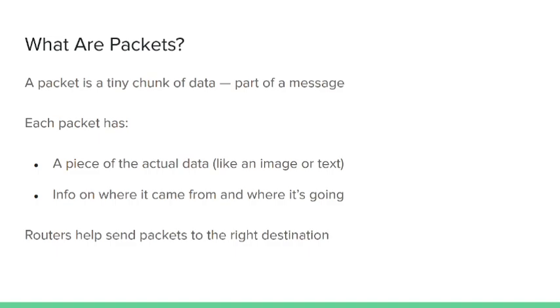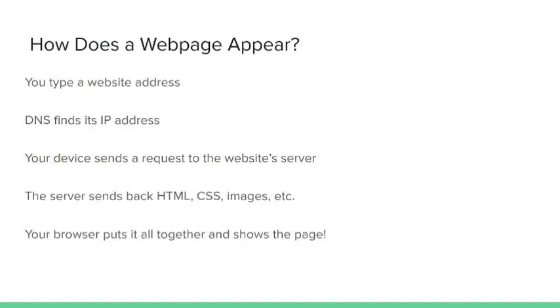Now let's talk about what packets are. A packet is like a tiny piece of data, a tiny part of a message. Each packet has a piece of the actual data and information on where it came from and where it's going. Just like a parcel you send by courier, it has information on where it came from, and it also has its destination on top of it. And inside it, you have the real content. Routers help send packets in the right direction.